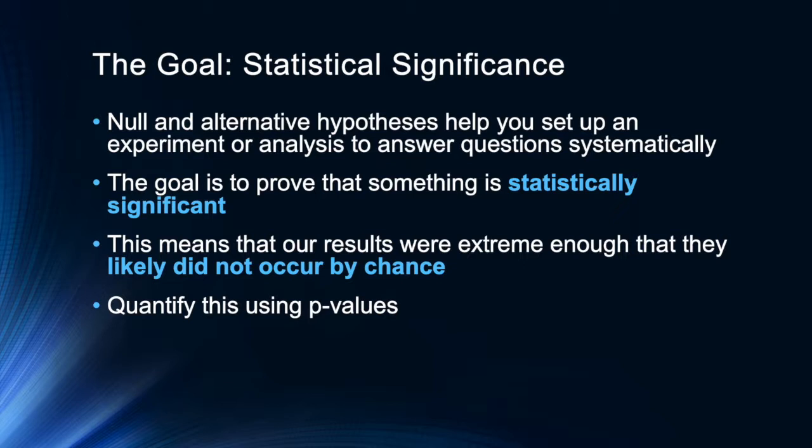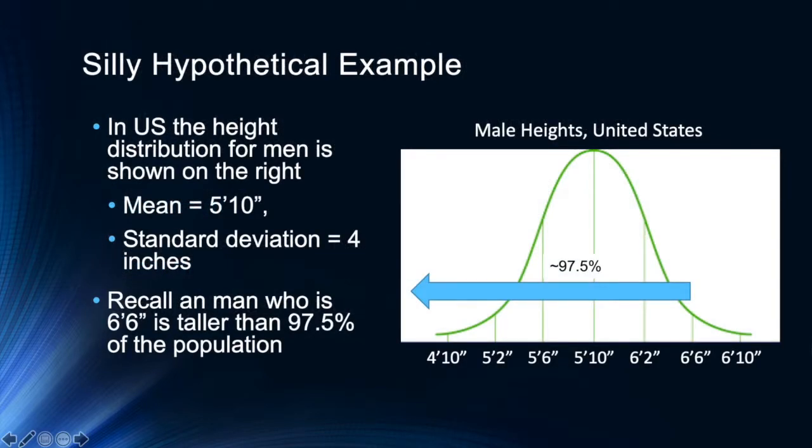And you quantify this using something called p-values. So I made up a simple little example, and then I'm actually going to show you a real example with A/B testing. So silly hypothetical example. In the US, the height distribution for men is shown on the right. This is the actual distribution. So the mean is 5'10", and the standard deviation is 4 inches.